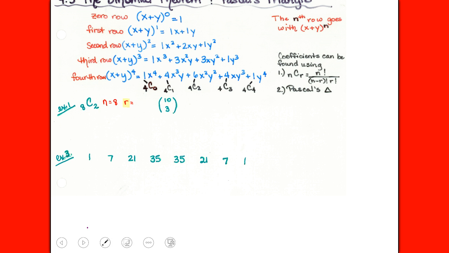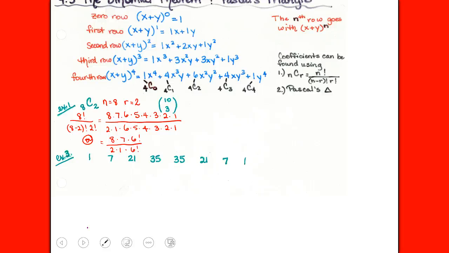What would R be? 2. So let's plug that into that formula. That formula says take n factorial over n minus r factorial, r factorial. Back on section 9.1, we did that exact same problem right there. We did 8 factorial over 6 factorial, 2 factorial.